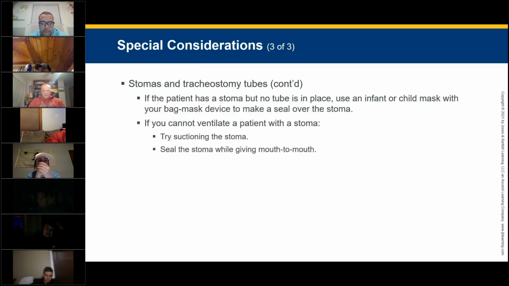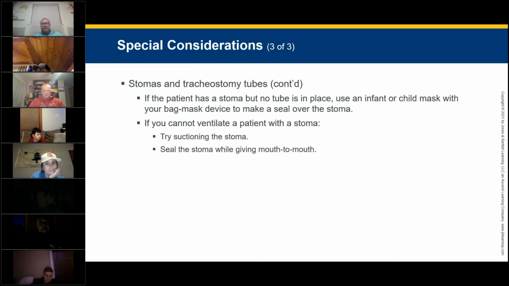If the patient has a stoma but no tube is in place, use an infant or a child mask with your bag mask device to make the seal over the stoma. An adult mask is pretty good in size too. You've only got a small hole you need to cover. The smaller the mask, the better.